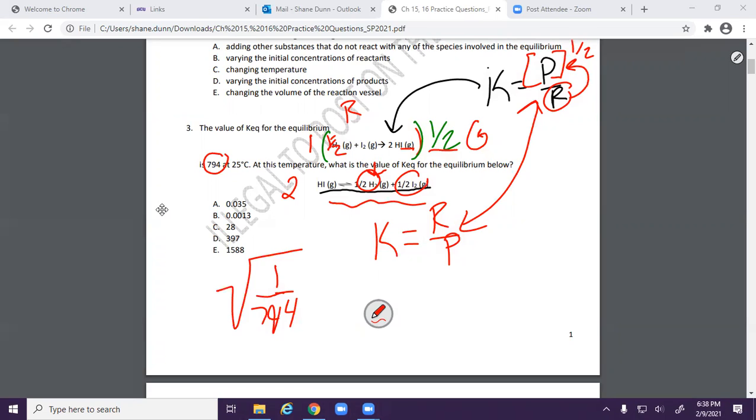So what do you guys get when you guys plug that in? Hey, you guys got that?